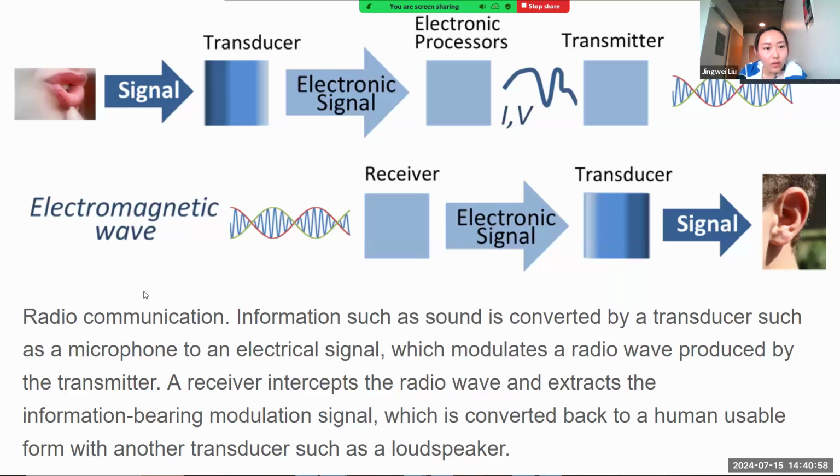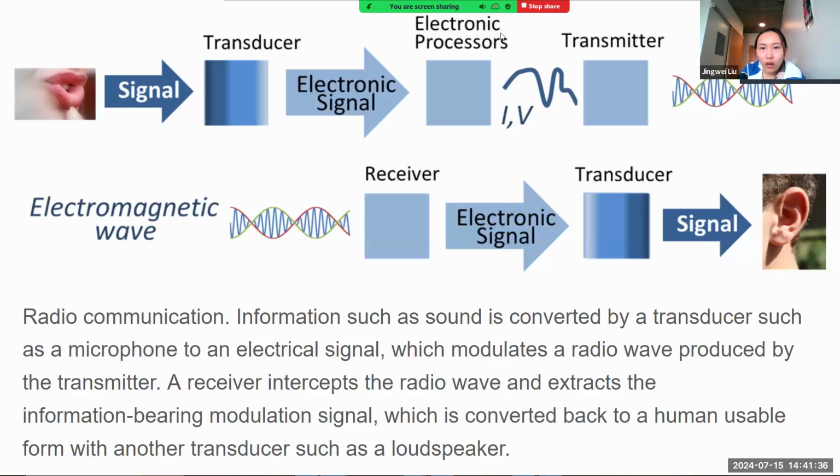So let me continue with this radio communication, okay? So here is the process of radio communication. The information such as sound is converted by a transducer such as a microphone to an electrical signal. So here is people speaking, and then this sound wave, right? We talk about sound wave a lot. The sound wave will go through this microphone. So this transducer is the microphone, and it will become an electronic signal.